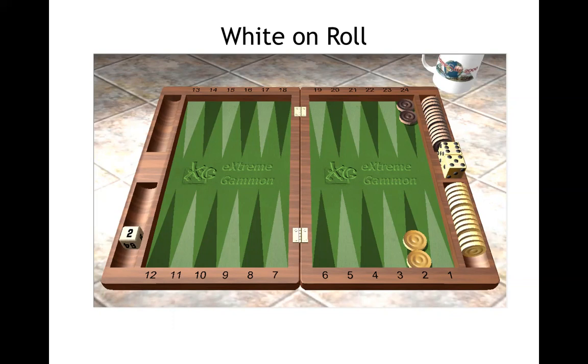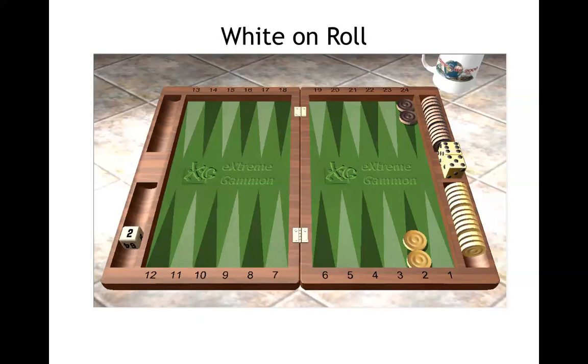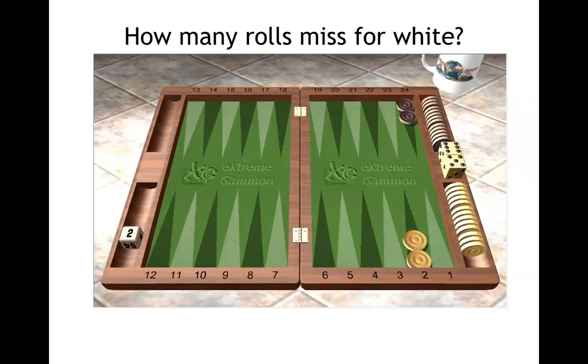So here, white's on roll. Should white double? Should black take? How many rolls miss for white here? Are you asking if it's a redouble or if it's a double? Both. Okay. 10 rolls miss for white, so it's a clear double. And clear take here. Yeah, and I see Ralph said double take.